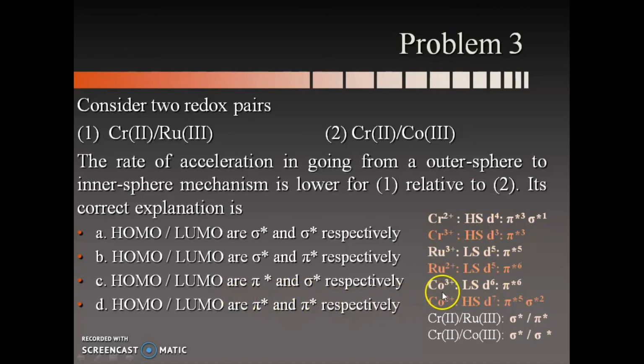So now which one am I going to take? HOMO is sigma star, so I have to look for the option where HOMO is sigma star. Now the rate of acceleration in going from outer sphere to inner sphere is lower for 1. That means in the case of the first one, the LUMO is pi star. So that means the second option is correct. So let us check out which option is correct. The option that is correct is the second one. So that is how the problem has to be approached. Thank you.